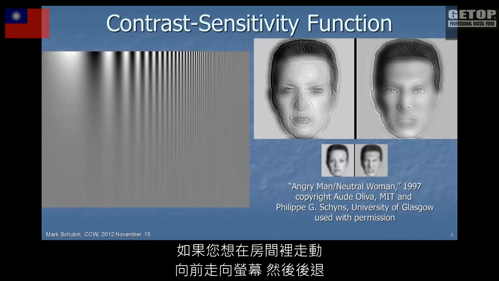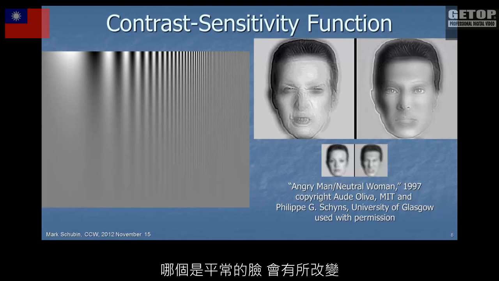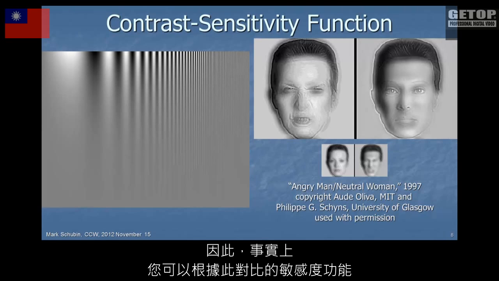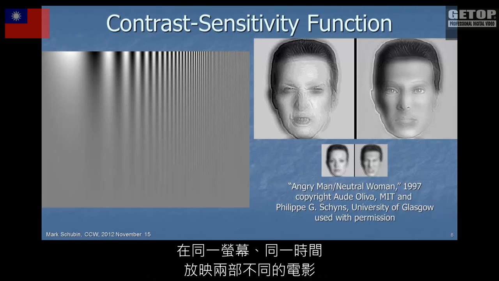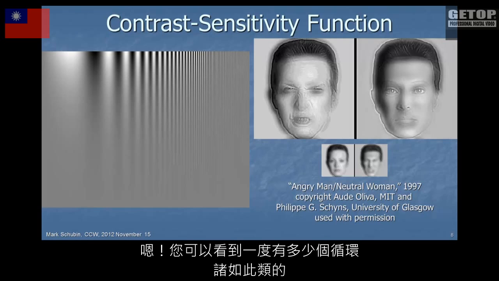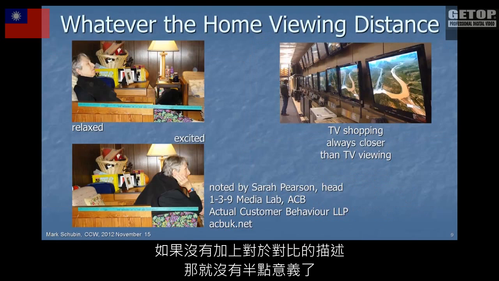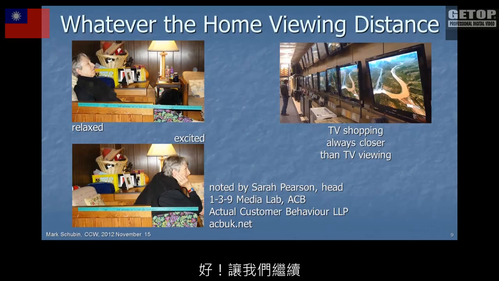If you want to walk around the room, come up towards the screen and go back, you will see that change. You will see which one looks angry and which one looks neutral changing. Go ahead, do it. Walk around. So you could actually show a movie with two different movies going on the same screen at the same time based on this contrast sensitivity function. So contrast plays an enormous role. Anytime someone says, well, you can see this many cycles per degree or something like that, it's meaningless without contrast being described.